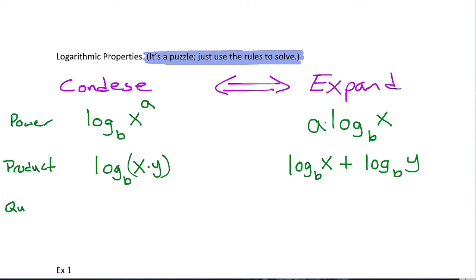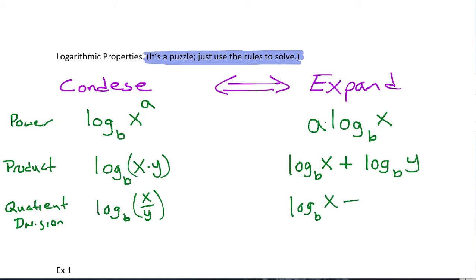The last one is the quotient, and that's really division. Division is if you have log base b and you have x divided by y, you can probably guess that that's log base b of x minus log base b of y. One final note that we haven't really talked about is log base b of b is equal to 1. So if the base matches whatever you're taking the log of, it's just equal to 1.